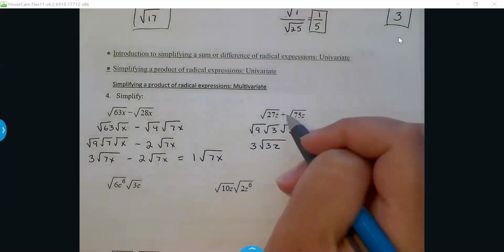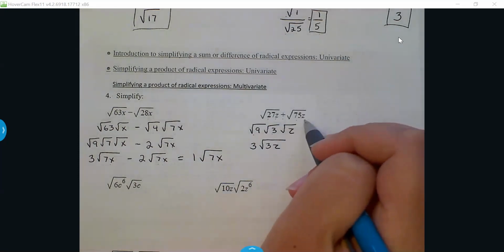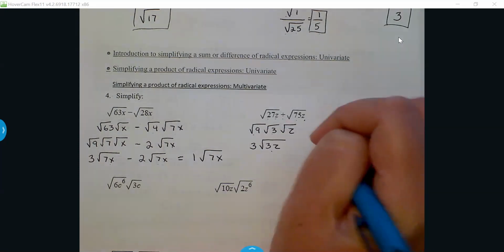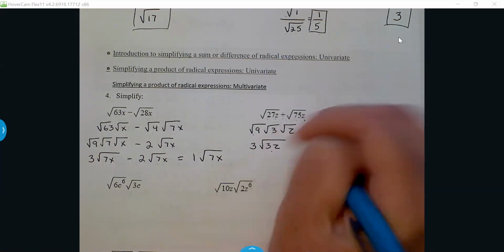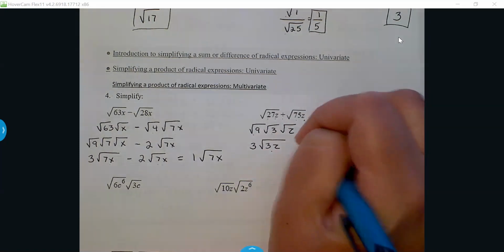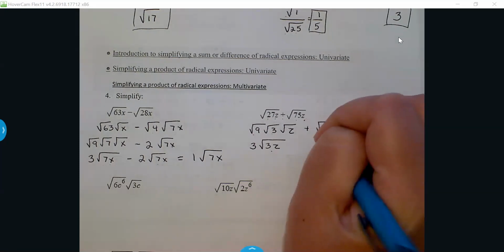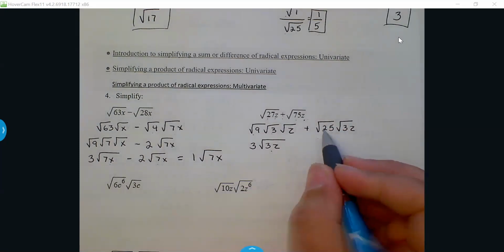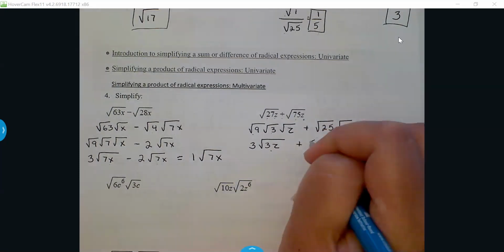So when I'm dealing with the square root of 75z, I want it to be left with 3z. So what can I take out of 75z to give me 3z? That would be 25. So I can make this the square root of 25 times the square root of 3z. And the square root of 25 is 5.